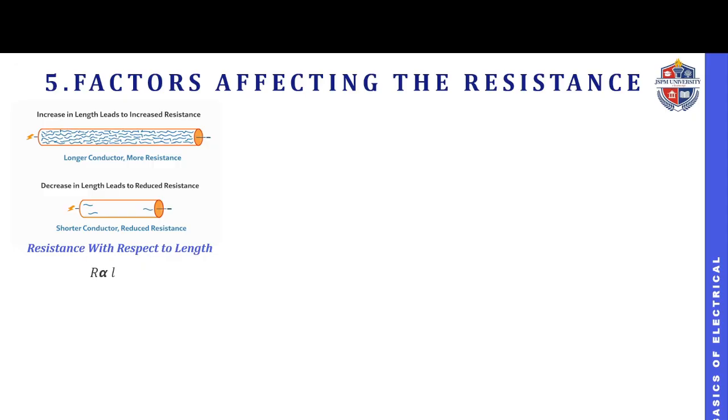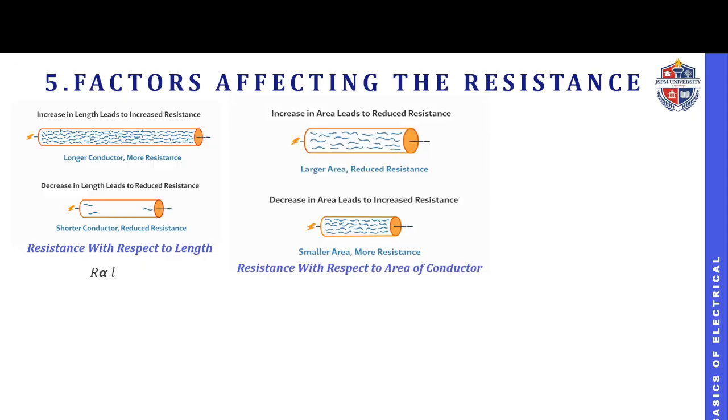Then let us see the next scenario. Wires are normally cylindrical in shape, right? When the area of the conductor is more, current flow will be more. When the area of the conductor is less, current flow will be less. In other words, when the area is more, resistance will be less. When the area is less, resistance will be more. For example, in a wide area, all vehicles will move fast. At the same time, in a narrow area, vehicles will not move fast.